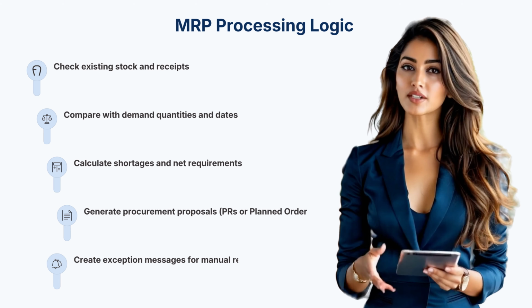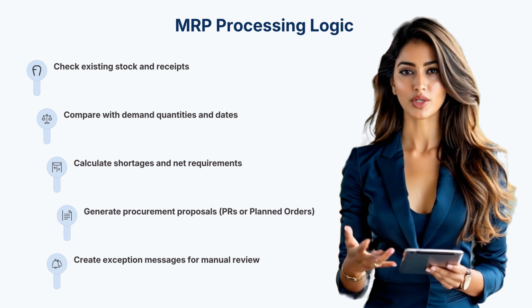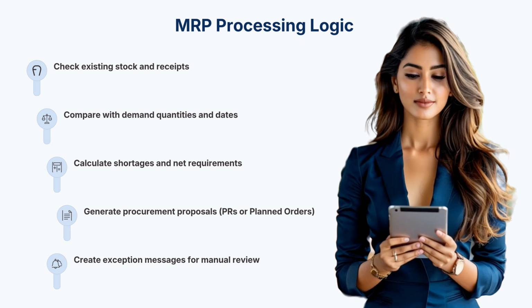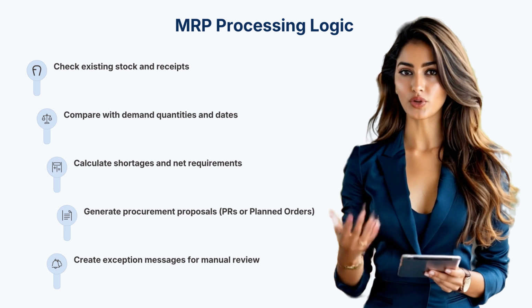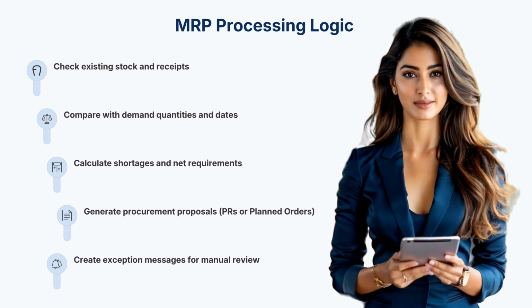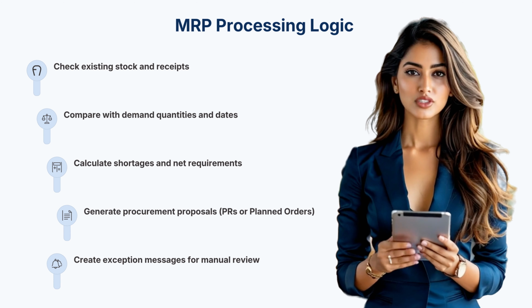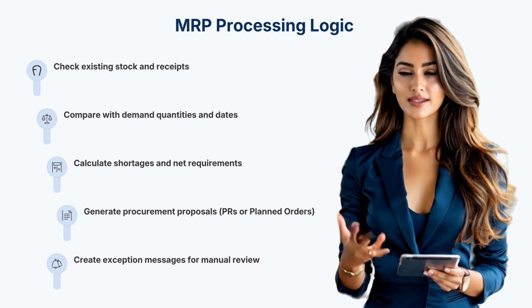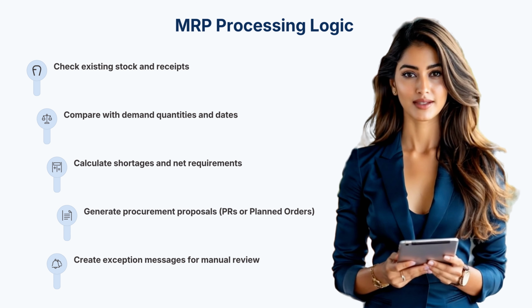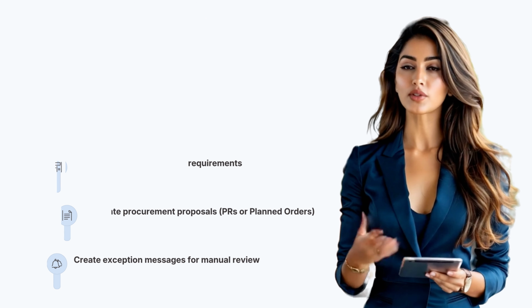MRP processing logic, here's the step-by-step flow. First, the system checks existing stock and receipts. Next, it compares them against total demand. If a shortage exists, it creates new proposals, planned orders, or purchase requisitions. Then it generates exception messages suggesting actions like rescheduling or cancellation. The process ensures timely and accurate material flow.